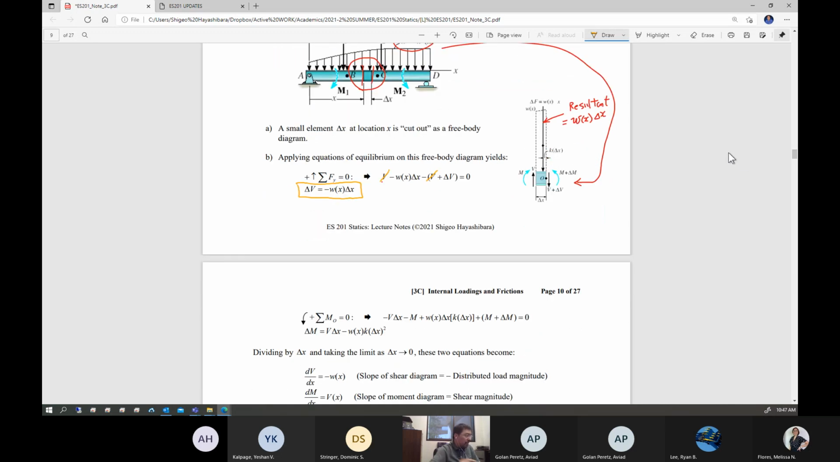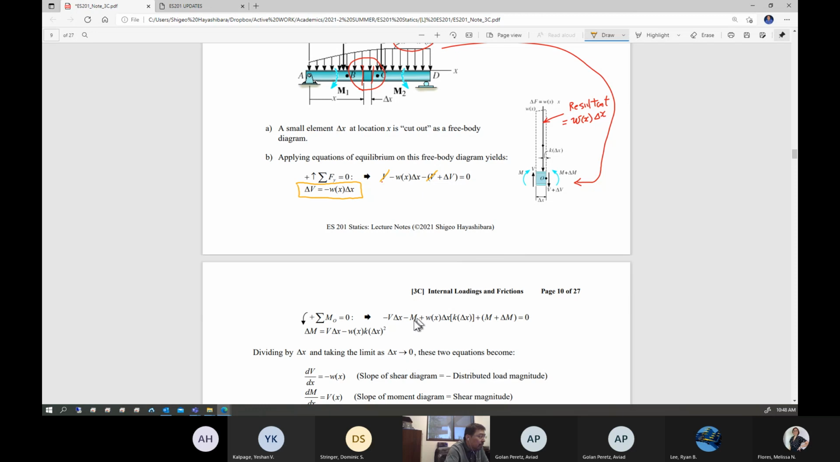Let's do the same thing. Let's sum the moments. Let's set this as a point O. Let's sum the moments at point O equal to 0. Then let's introduce a small tiny distance, k times delta x, right here. This is a small tiny gap, k times delta x. So this k times delta x times this shear force and that shear force create the moment at point O. Both are included. And then the moments M and M plus delta M, right hand side and left hand side, are included.